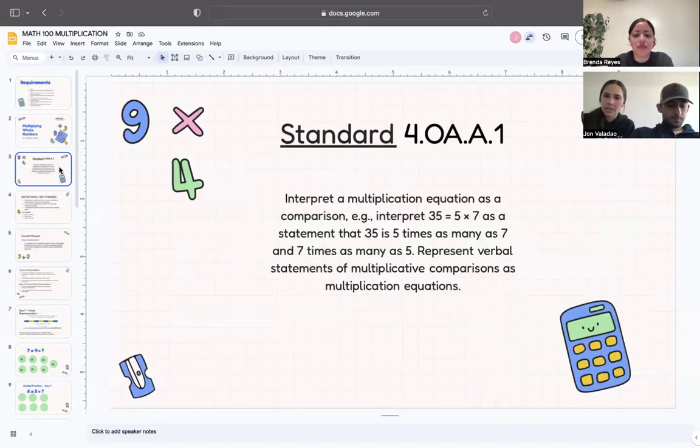So our standard is a fourth grade standard, and it says that students will be able to interpret a multiplication equation as a comparison. So for example, this means if we're looking at 7 times 5 equals 35, we could look at it as 7 groups of 5 or 5 groups of 7. Students will also be able to represent multiplication problems verbally and throughout word problems.